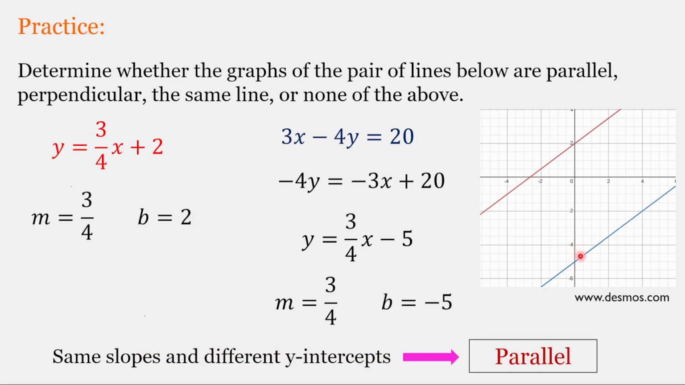So here's a graph of those two equations. They have the same slope, different y-intercepts. These lines will never cross each other. They will never intersect.